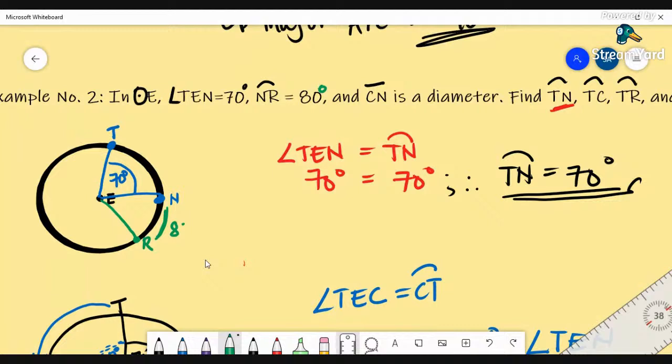Next, the diameter CN. We know that the diameter is a line wherein it is collinear with the center point. So, if the endpoint here is N, therefore, meron pang isang point dito sa tapat niya para makapag-form tayo ng diameter. So, we will name that C. Assuming straight line yan. So, we were able to illustrate now the problem. So, let's solve.